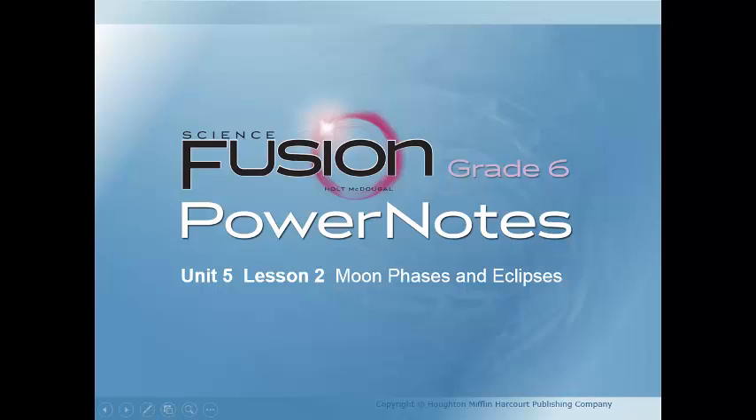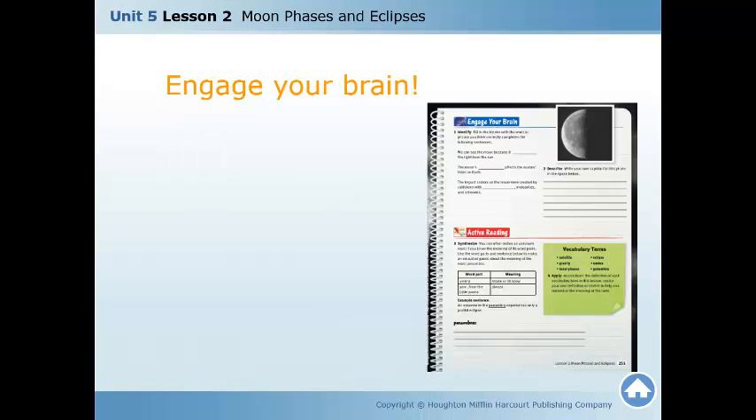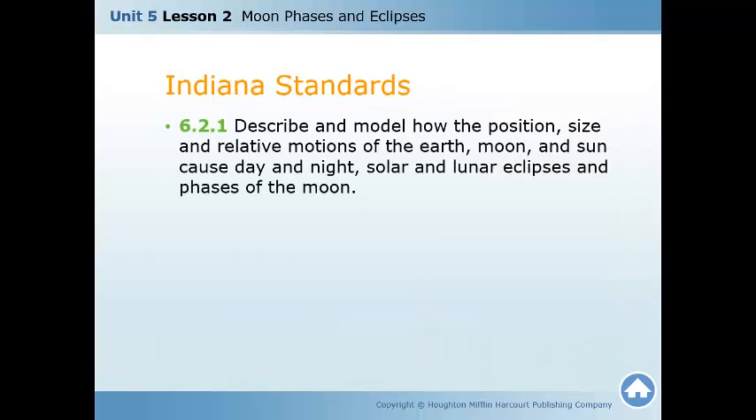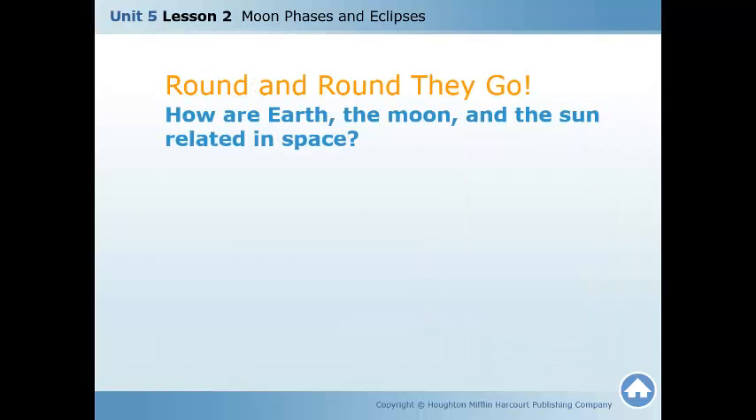Today we're going to talk about Unit 5, Lesson 2, the moon phases and eclipses. Your standards are 6.2.1. If you would like to pause that and look at it again, you may. Engage your brain. Let's start with numbers 1 through 3 on page 255. Pause the video, come back to it when those are done, please.